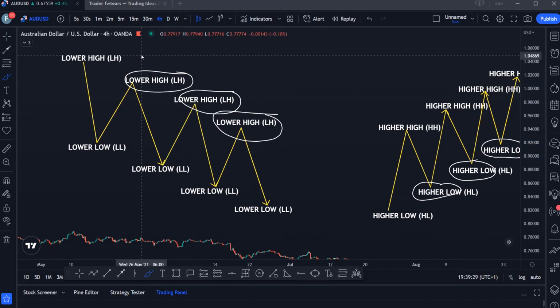Which begs the question, how do you know where a lower high is going to be for you to sell in a downtrend? In an uptrend, how do you know the higher low for you to buy? Okay, we're going to talk about that in the next topic of support and resistance. All right, so this is one aspect of market structure that you need to really understand.